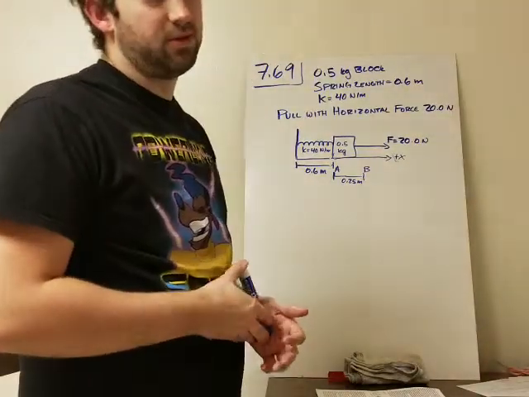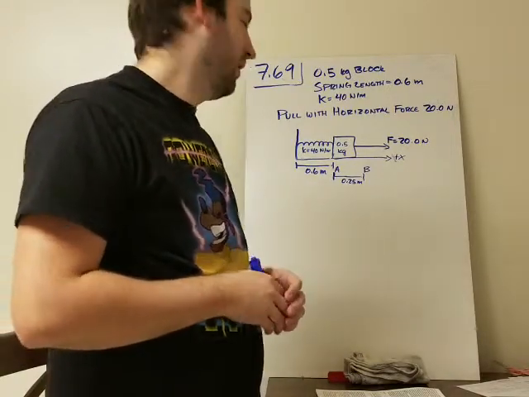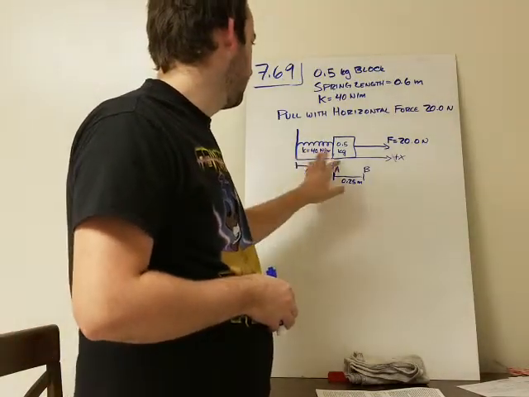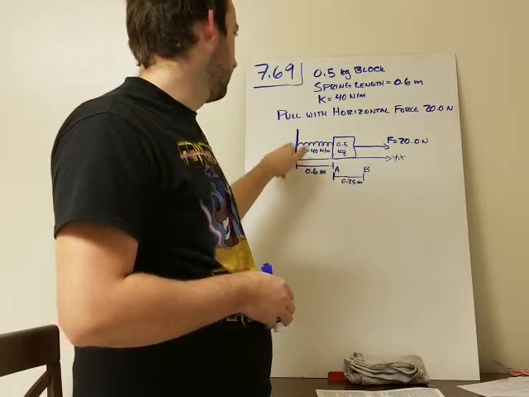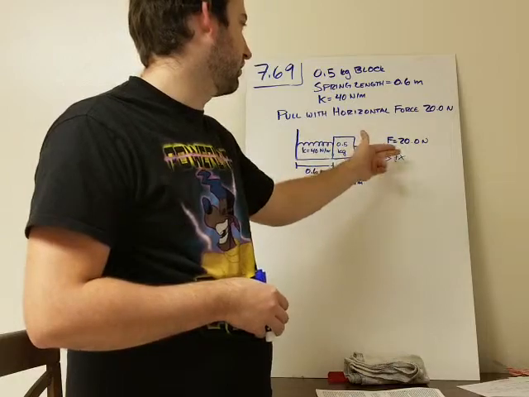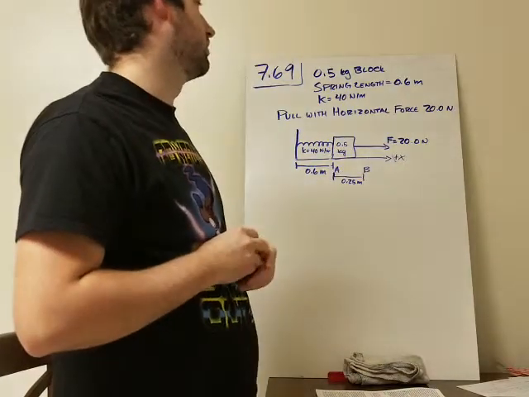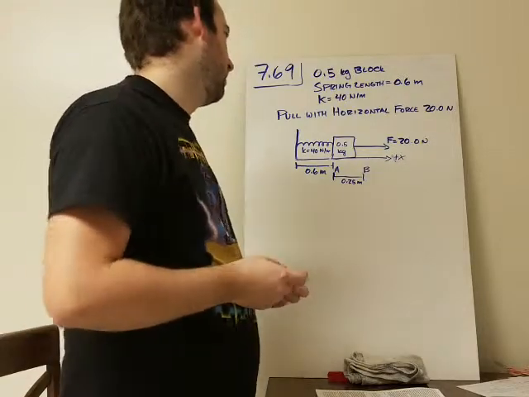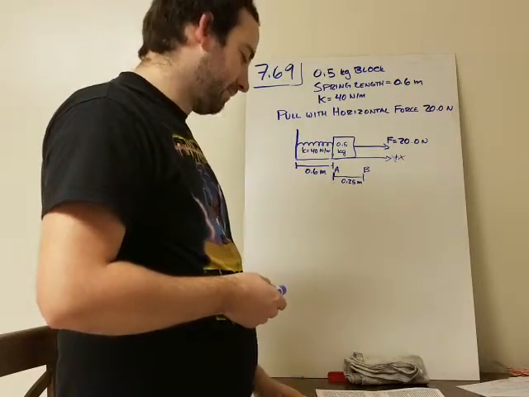Hi everyone, I'm going to be going over question 69 from the chapter 7 problems. This problem has to do with this block that is connected to a spring into a wall and is being pushed from equilibrium with a force of 20 newtons in the plus x direction. And then we're given a bunch of different information based on that.